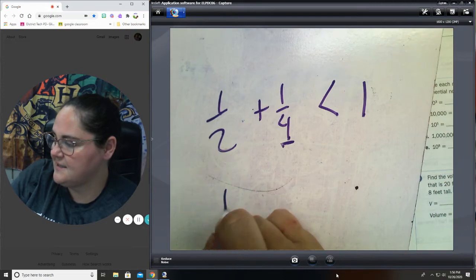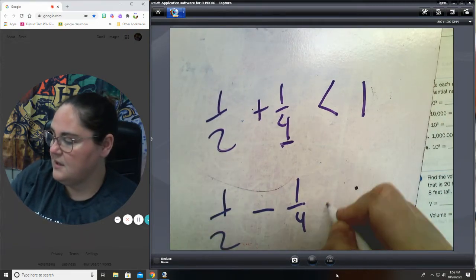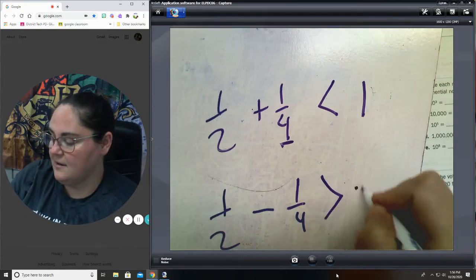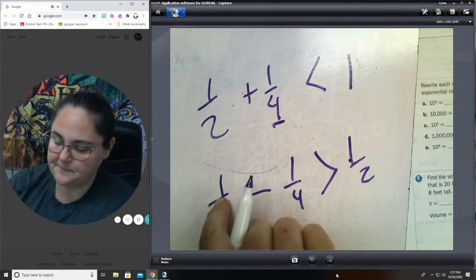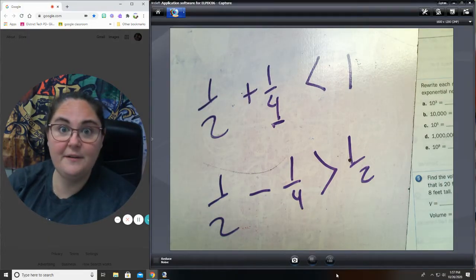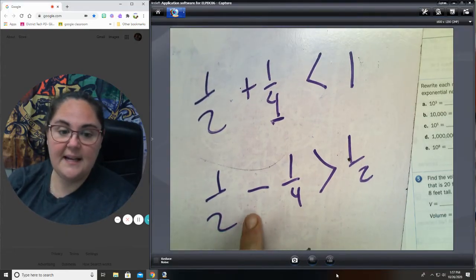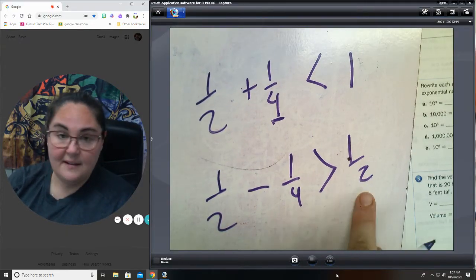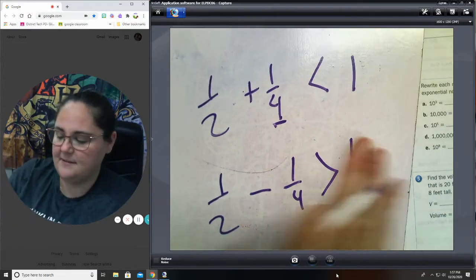What if I did this? 1/2 minus 1/4 is bigger than 1/2. What do you think? That one's going to be false. The reason why is because if I start with 1/2 and I take away something, it's not going to be bigger. It's going to be smaller because I'm taking away.